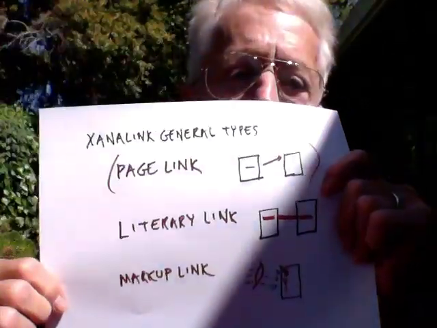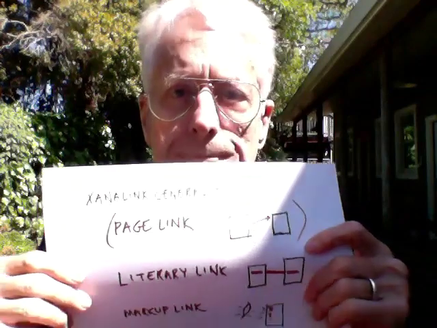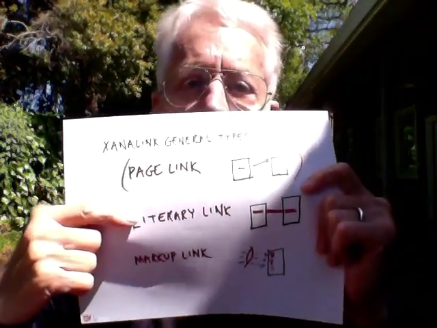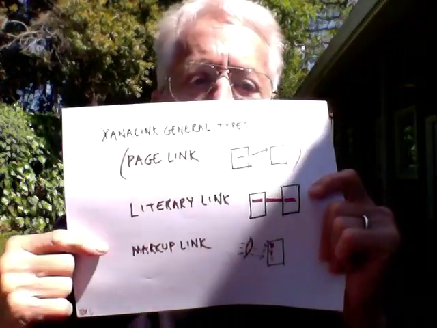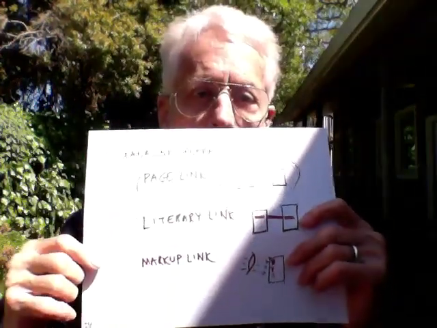What kinds of XANALINK are there? All right. XANALINK general types. A XANALINK can be to a page, like a jump link in the web, or between content on pages, a literary link, or it can be a markup or formatting link. So let's consider page links. A XANADOC page has a network address, just like a web page. You can link to it, but the address of the XANADOC page is the address of the EDL.